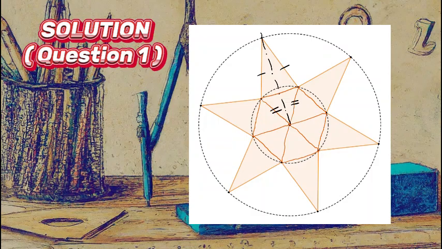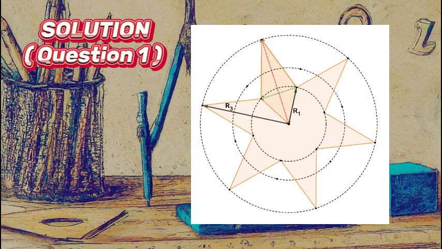Inside the smaller circle, we notice a regular hexagon. That means it has 6 equal sides. And here is something important. A regular hexagon is made of 6 equilateral triangles. So this diagonal right here is exactly equal to the radius of the smaller circle.